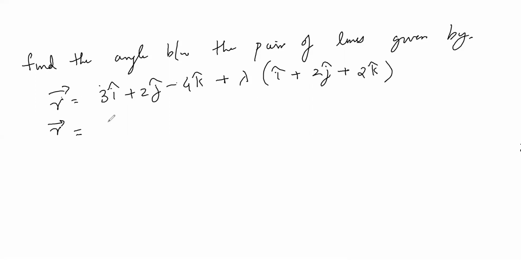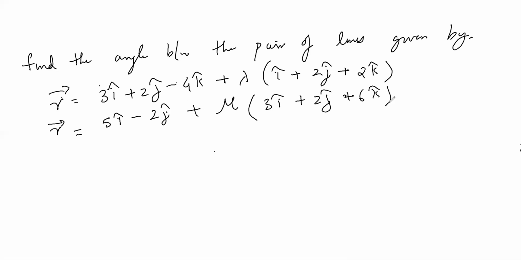One more r vector is 5i minus 2j plus mu. Just like lambda, one more constant mu. Do not get afraid by this. 3i plus 2j plus 6k. Find the angle between them. Correct. First thing for us is the solution.